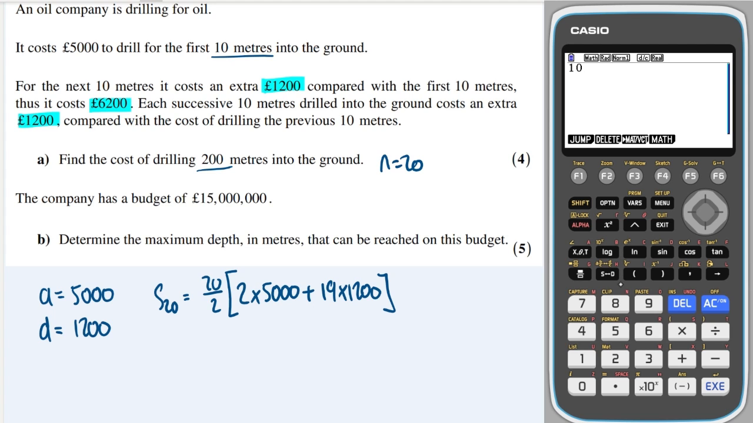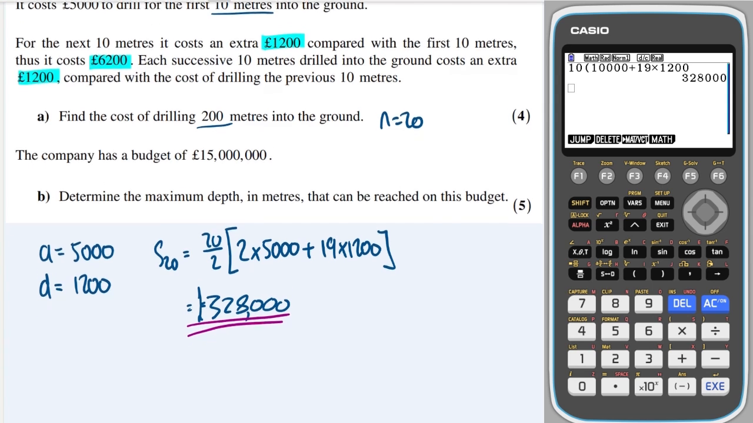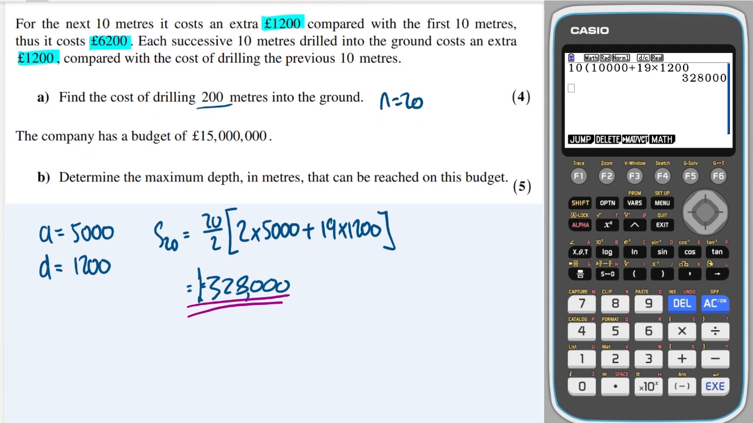Okay, so that can go into our calculator. 10 lots of 10,000 plus 19 times 1,200. And we get 328,000. And that's pounds. Okay. The company has a budget of 15 million. Determine the maximum depth in meters that can be reached on this budget.